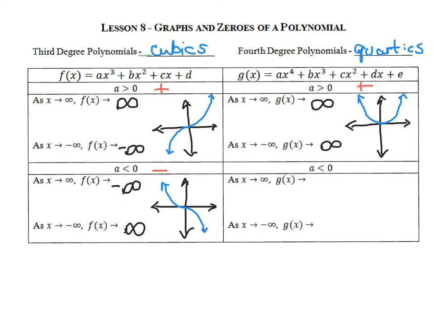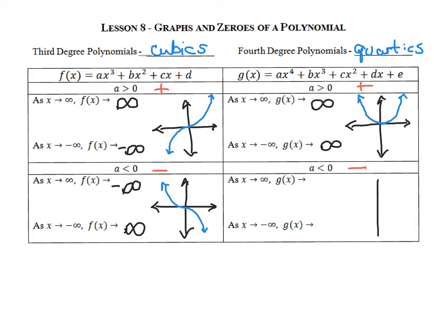So you'll notice that for the odd exponents, my end behavior was exactly opposite. For the even exponents, my end behavior matches. Let's go to where a is less than 0, so therefore my leading coefficient is negative.